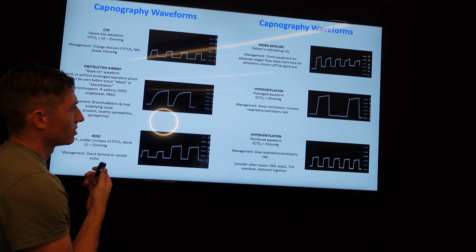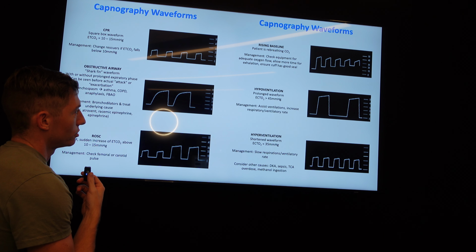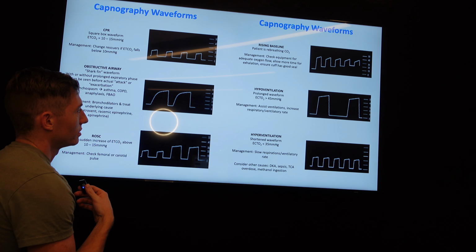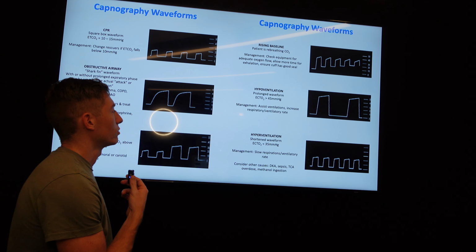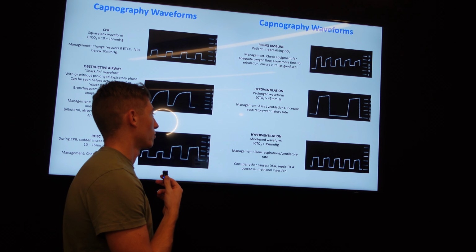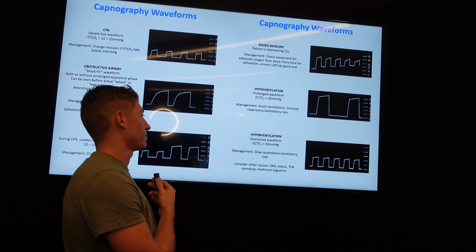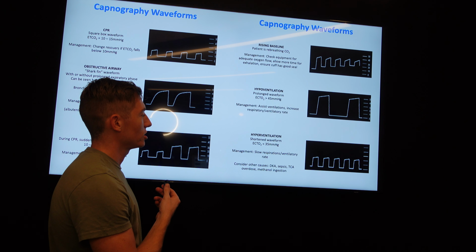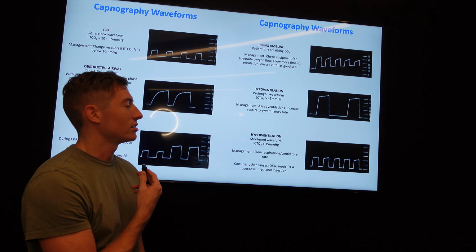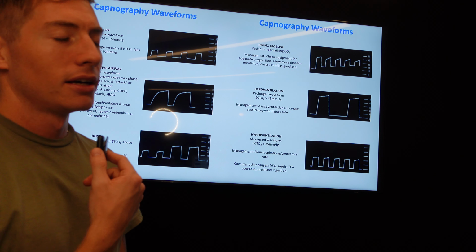Hypoventilation: if there's a prolonged waveform, EtCO2 greater than 45 millimeters Hg, management is to assist ventilations and increase respiratory and ventilatory rates. If we have hyperventilation, a shortened waveform, EtCO2 less than 35, our management is to slow respirations and ventilatory rate, and we want to consider other causes such as diabetic ketoacidosis as well as sepsis.